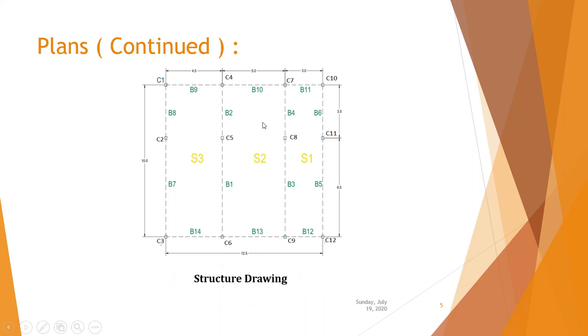Structural drawing shows the placement of the columns, as you will see here, C1, C2, C3, C4. C stands for columns. So this is the placement of columns and the beams as you see here. For example, here we have B7, B8. For example, here we have the beams B1, B2. And here we have the slab S1, slab S2, and slab S3. So this is the structural drawing for the residential building.